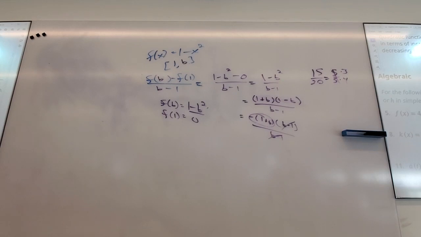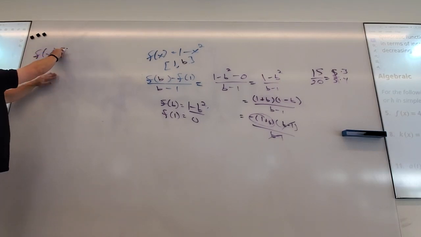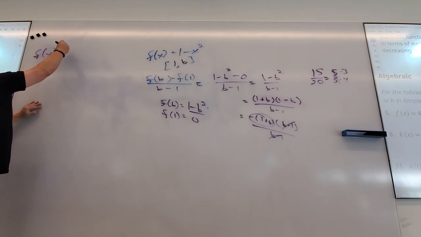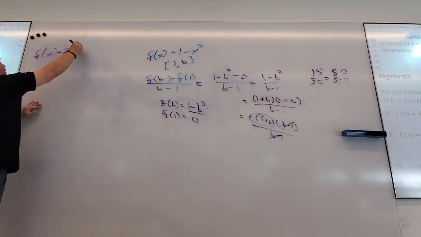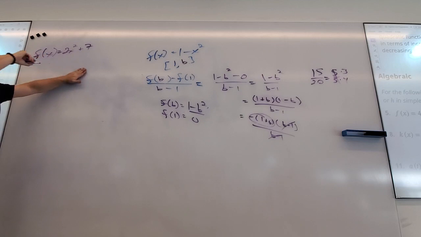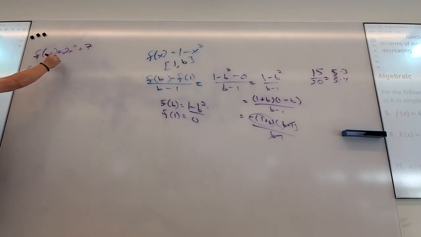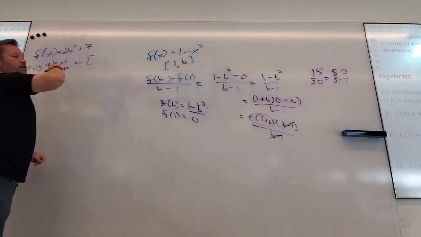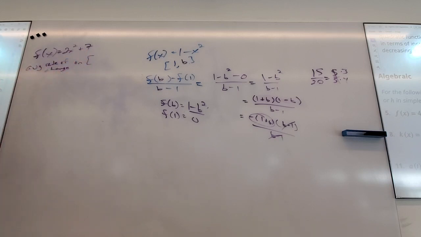Yeah. So let's see, what do you got here? 2x squared plus 7. And I want to know the average rate of change. The average rate of change automatically implies the slope for it. Slope, totally. Got it.